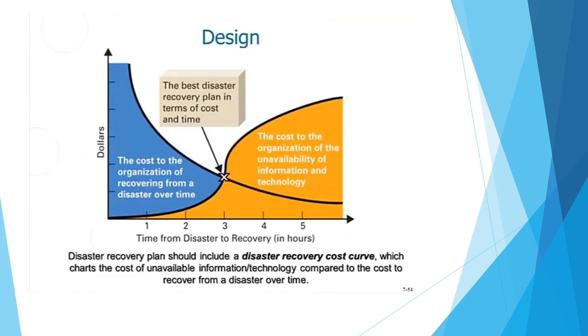This is an interesting graph though, the design graphic here. This is basically showing there's a point in time where the cost to the organization of recovering from a disaster equals the cost to the organization of the unavailability of the IT. And that point in time is the appropriate time to make the recovery occur. So they call the best disaster recovery plan, in terms of cost and time, the one that hits that mark right there.